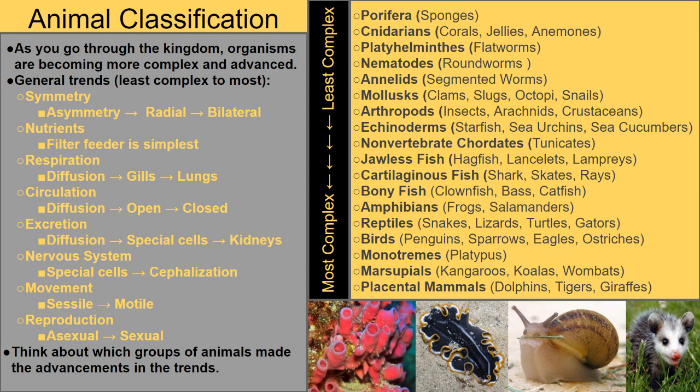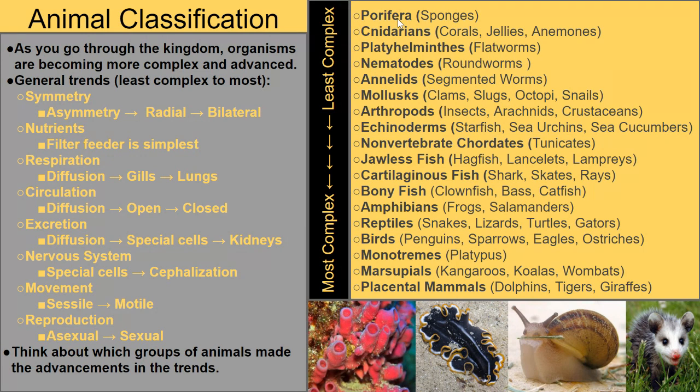In general, we look at different characteristics like symmetry, nutrients, respiration, circulation, excretion, nervous system, movement, and reproduction. And those characteristics can be broken down. You can see that there are different levels of complexity within each of those characteristics. So, for example, symmetry. You have some organisms that are asymmetrical, like the porifera, sponges. They have no symmetry at all.